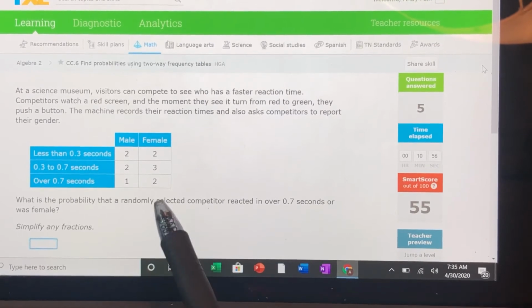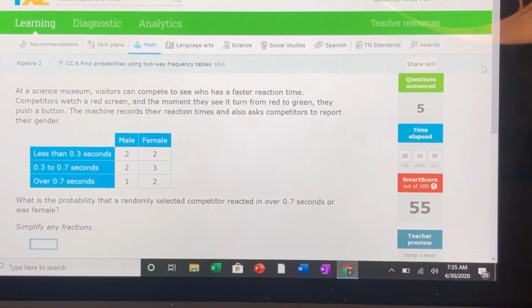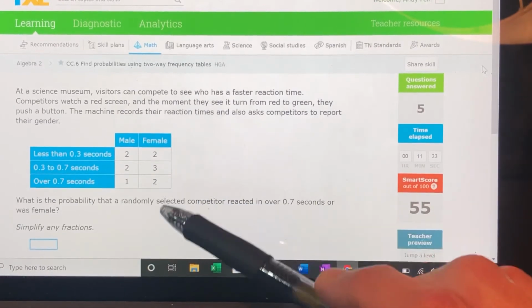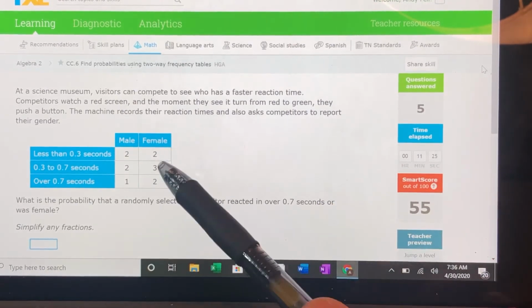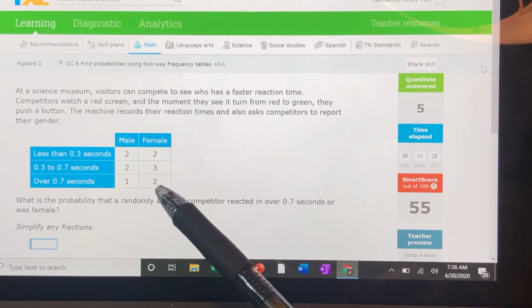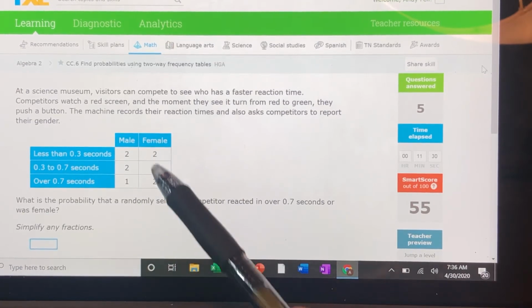Let's first figure out how many things are in the sample space. Let's see, 2, 2, 2, that's 6. 6 plus 3 is 9. 9 plus 1 plus 2, that looks like 12. So we've got 12 items in the sample space. How many of them are over 0.07 seconds? Over 0.07 seconds, we have 3 total. We got this one and those 2. Or was female. Female, it looks like we have 7. So we've got 2, this 3, this 2, and this 1 that belong in the numerator.